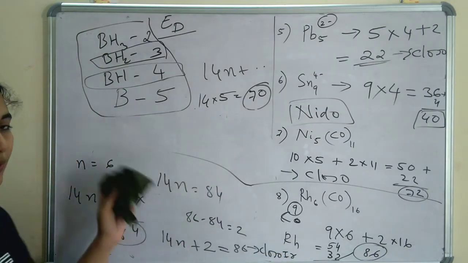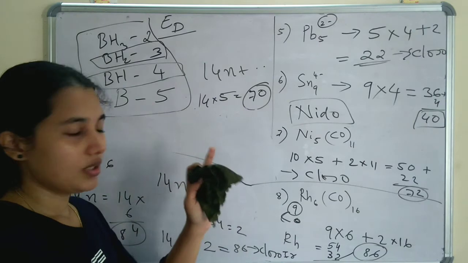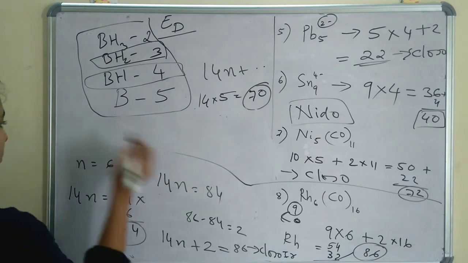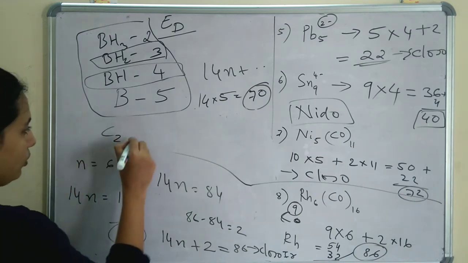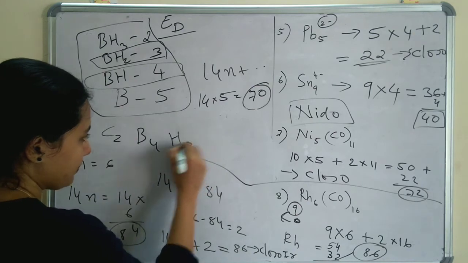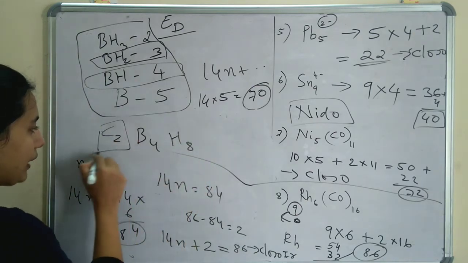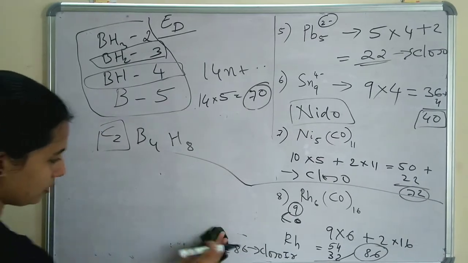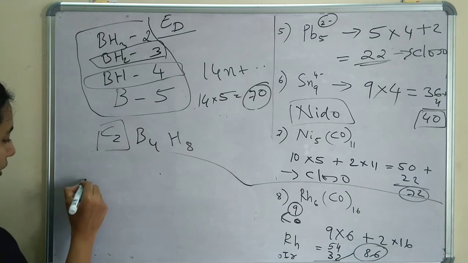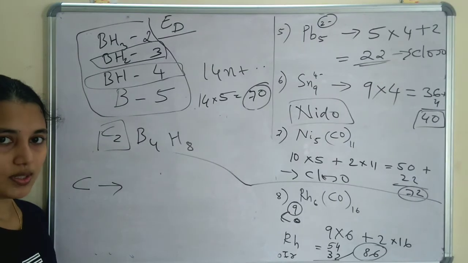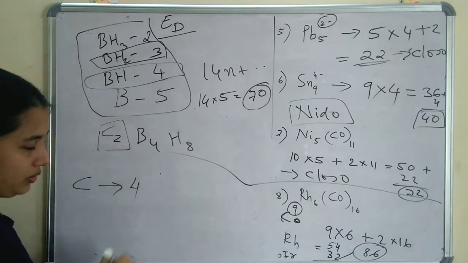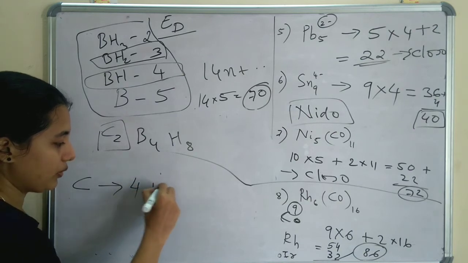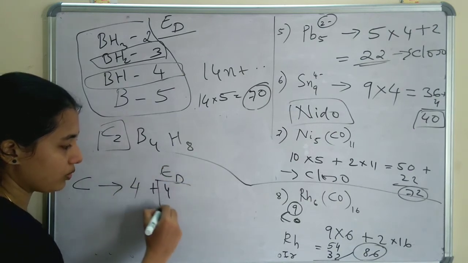So using these formulas we can find the structure of Zintl ions, transition metal clusters, boranes and carboranes. And for carboranes, let's do one example, C2B4H8. For carbon, we have to find the electron deficiency. Two carbons are there. For one carbon, how many electrons are there? Total 4 electrons. How many electrons do we need to attain an octet? 4 more electrons, so the electron deficiency will be 4.